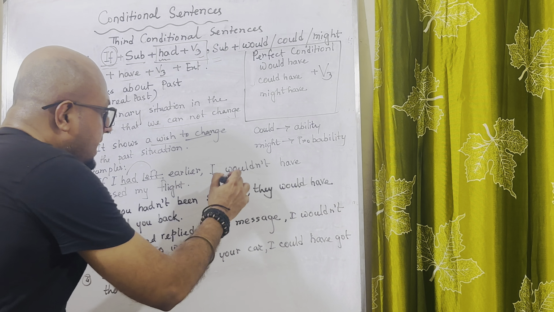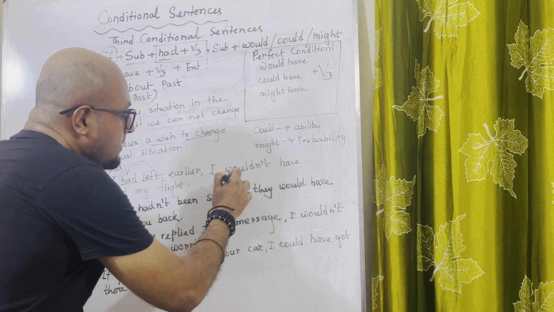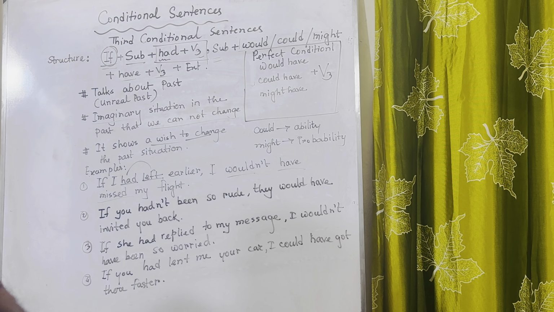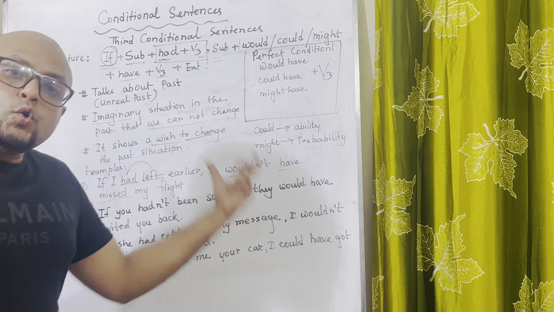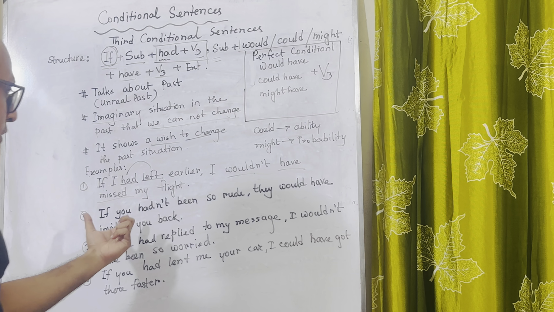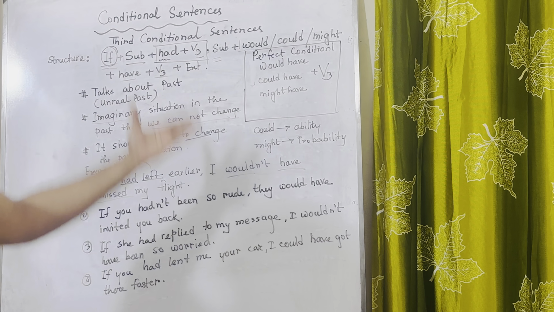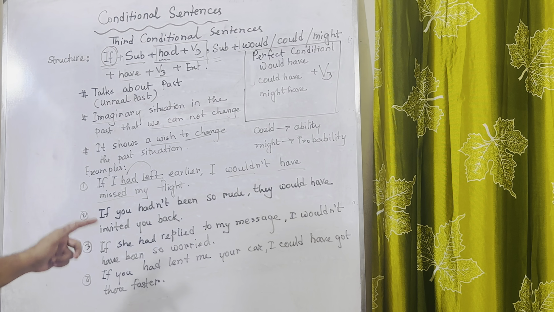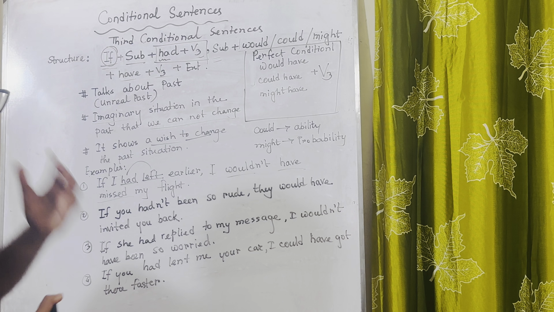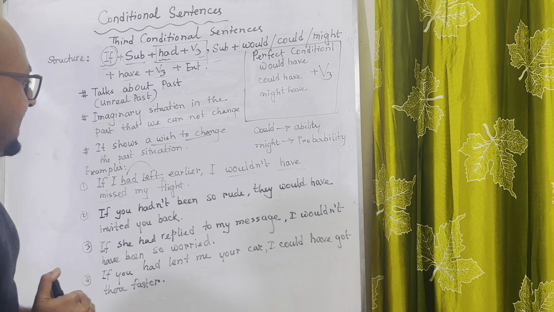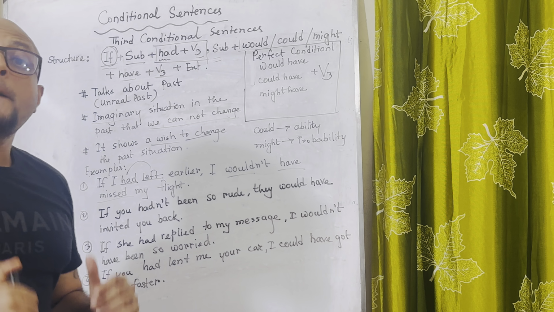And take a look at the verb pattern of the main clause, wouldn't have missed. Here I have used the perfect conditional format with would followed by have followed by a V3 form, missed. So you can match the structure with your example. Okay, then the second example: if you had not been so rude, they would have invited you back.